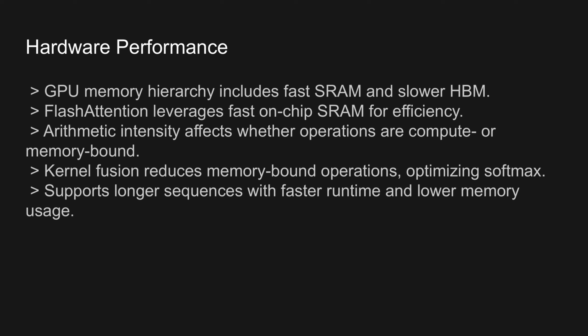And this optimization would naturally contribute to better runtime and memory usage, especially when handling longer sequences, right? Exactly. The efficient use of on-chip SRAM allows flash attention to support longer sequences and still deliver significant speedups compared to other attention mechanisms, even for sequence lengths up to 64K.